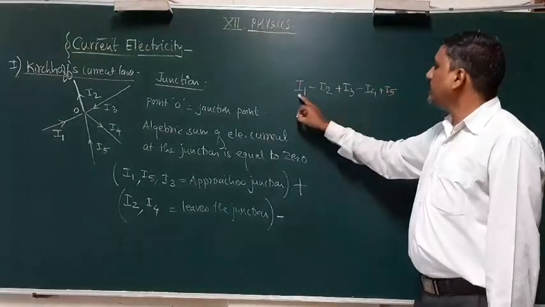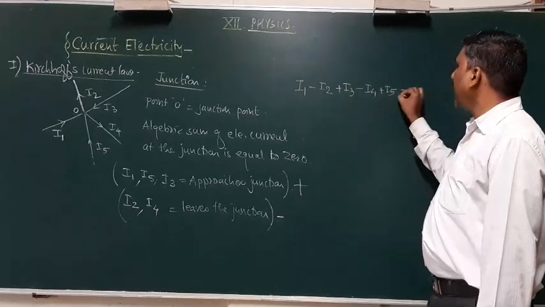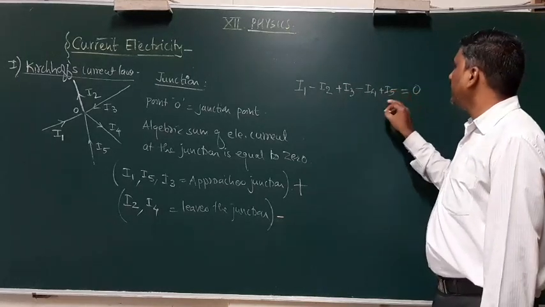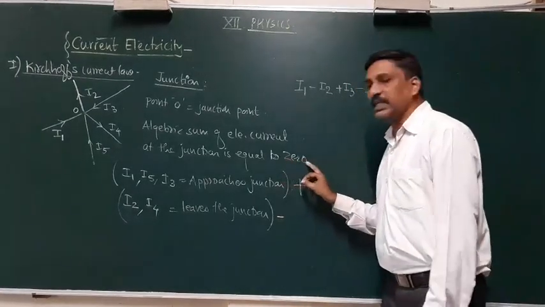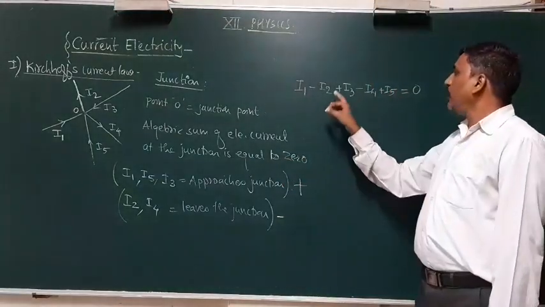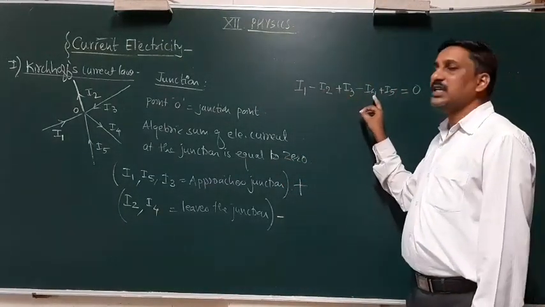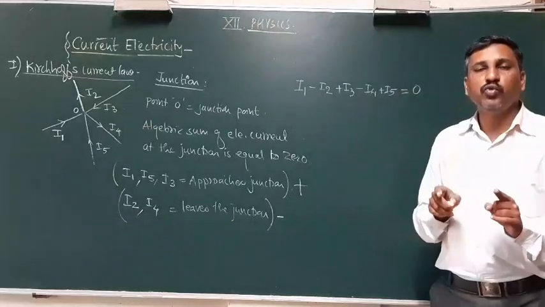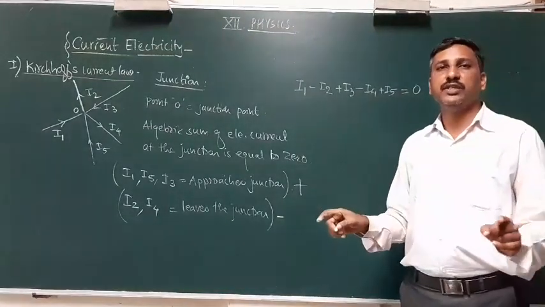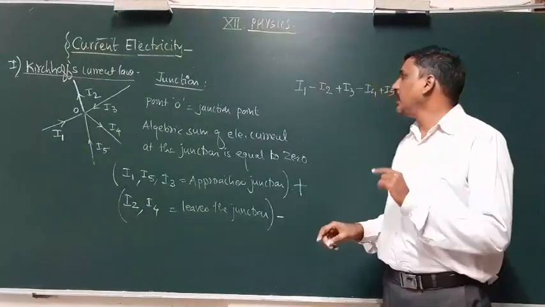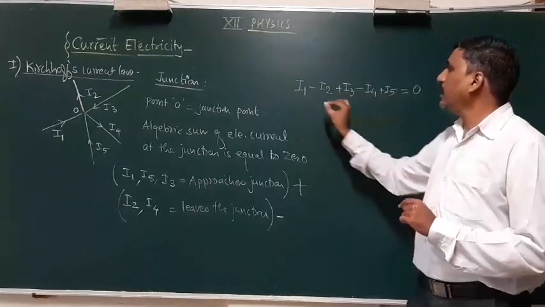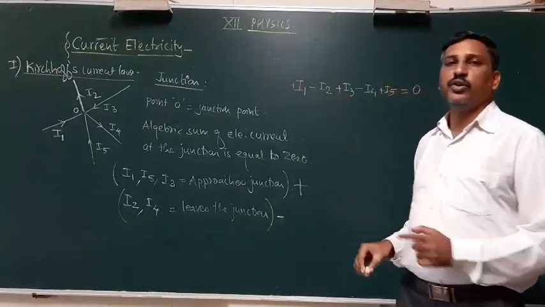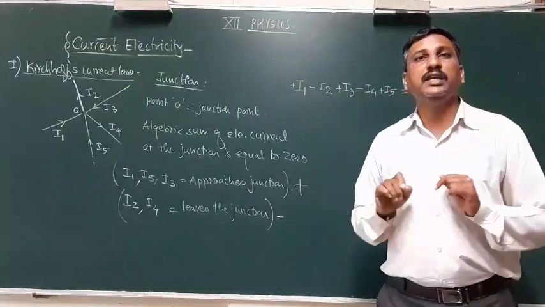The algebraic sum of electric current at the junction, at the point O, is how much? It is 0. Here, how do you decide these two currents are negative? Because those two currents leave the junction, so they are treated as negative. The remaining currents are treated as positive because they approach the junction.